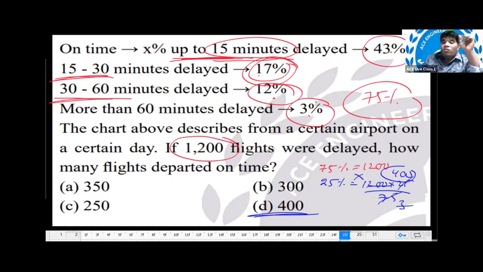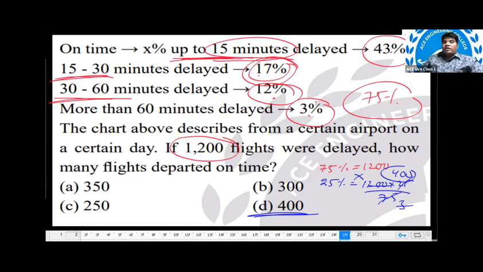Overall delayed flights is 1,200 flights. With respect to percentage, out of the 1,200 flights, up to 15 minutes, 43% delayed. 15 to 30 minutes, 17% delayed. 30 to 60, 12% delayed. More than 60 minutes, 3% of the flights delayed for departing.